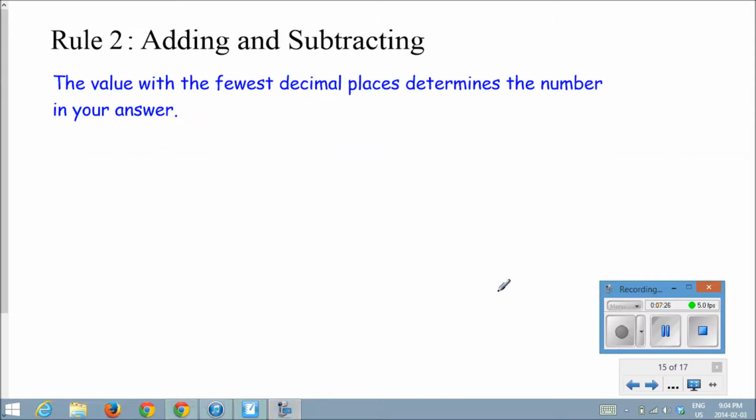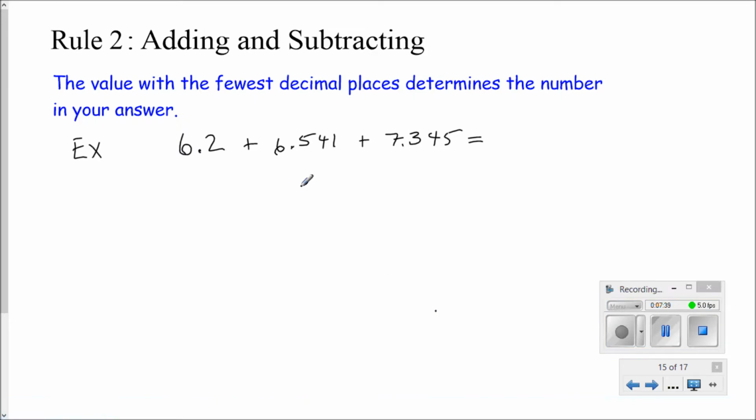If we're looking at adding and subtracting, the value with the fewest decimal places determines the number in your answer. This is a little bit different than multiplying and dividing. Let me show you some examples. If we look at this question, we are technically, again, not looking at the amount of significant digits. We're looking at the amount of decimal places. This has 1 decimal place. This has 3. This also has 3.